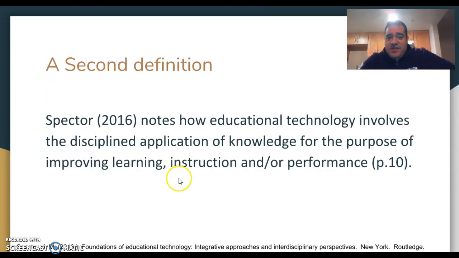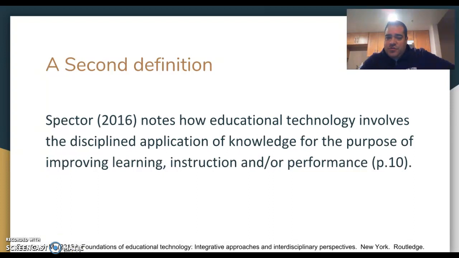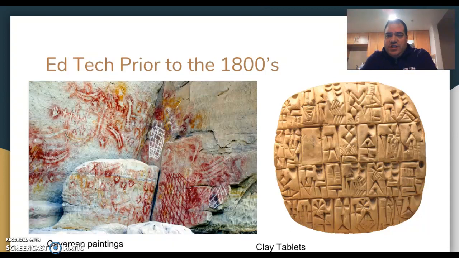So we've covered two definitions that could be of help to you, but definitely read the Roblier and Hughes chapter to give you additional perspectives. With that, some other examples I want to get into, because the video that you're going to watch today talks about from the 1800s and forward. Let me talk about some of the more ancient levels of what we would consider to be educational technology.